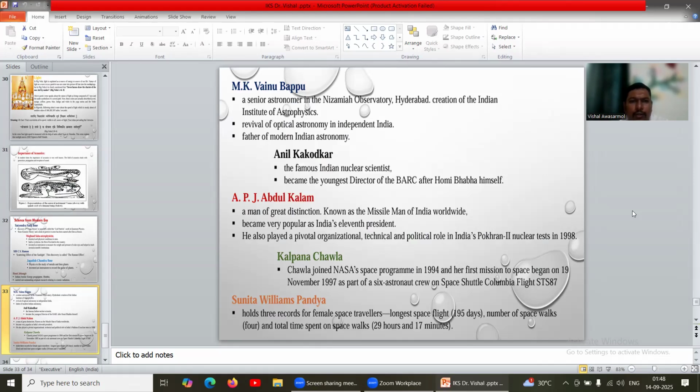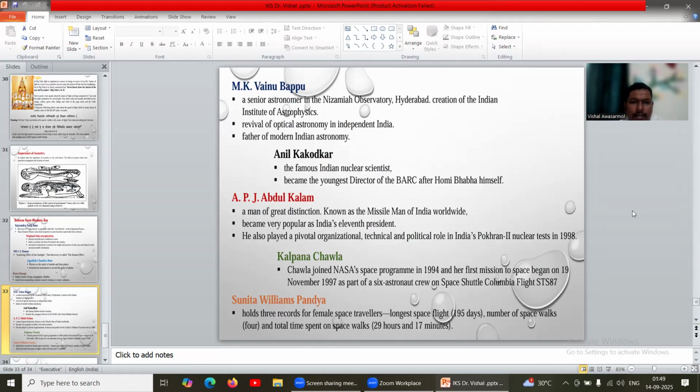Next one is Anil Kakodkar, the famous Indian nuclear scientist, who became the youngest director of BARC after Homi Bhabha himself. Another one, our ex-president APJ Abdul Kalam sir, a man of great distinction, known as the Missile Man of India worldwide, who became very popular as India's 11th president. He also played a pivotal organizational, technical, and political role in India's Pokhran second nuclear test in 1998.